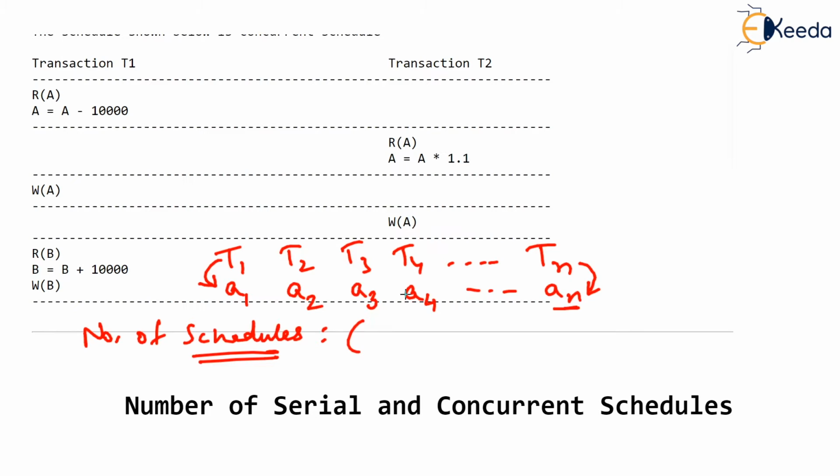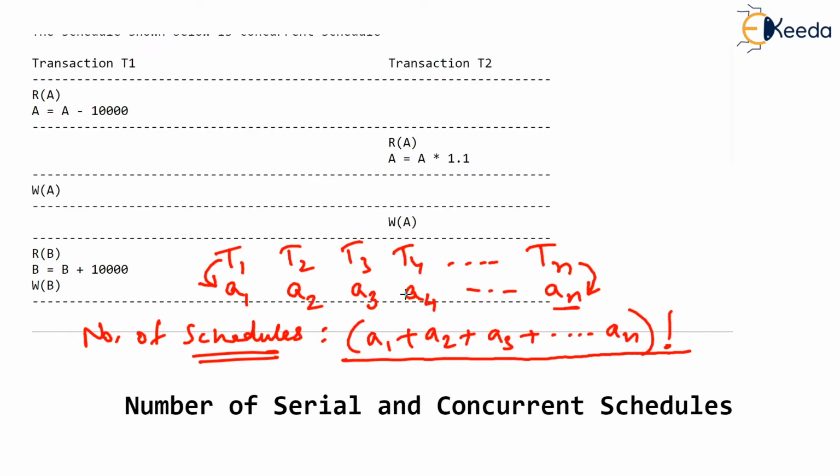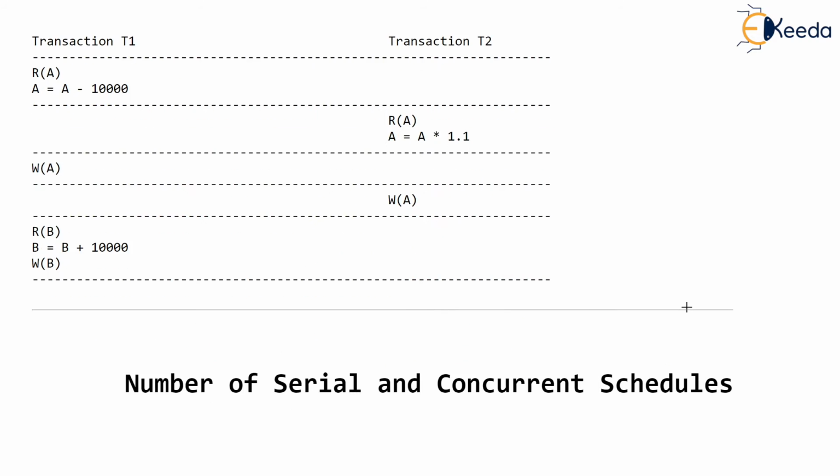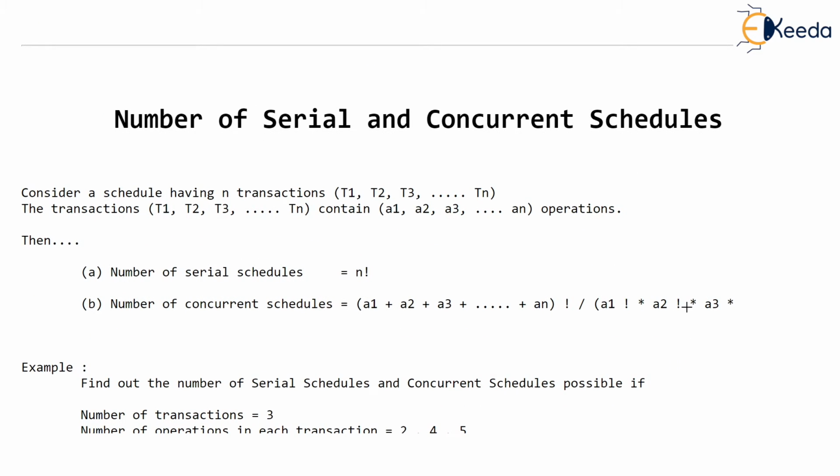That will be (A1 plus A2 plus A3 plus up to An) factorial, divided by, remember, the relative arrangement within the transaction is not possible. Permutation of operations within the transaction is not possible. So we have to cancel that out: A1 factorial into A2 factorial into A3 factorial up to An factorial. These are the number of schedules possible. These formulas have been given in the text over here. You can pause the video and go through this.